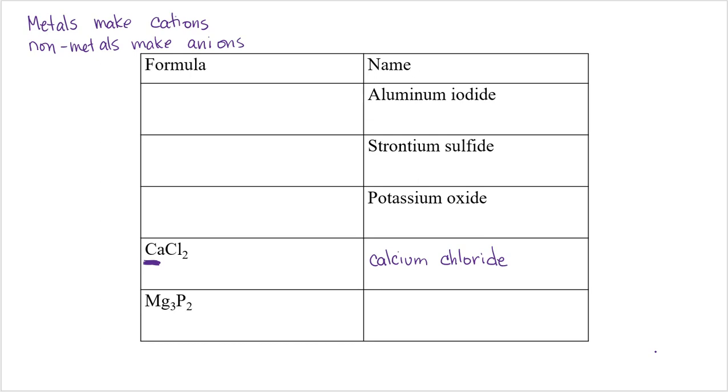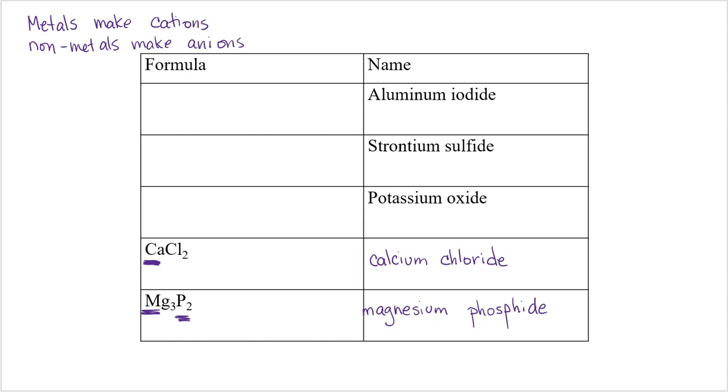So the next one up, the metal comes first, the cation comes first, and it just gets its name. That's magnesium. The anion goes second, and its ending changes. So that's magnesium phosphide. That's the name for that guy. Those ones are the most straightforward. Formula to name for the simple ionic compounds. Now, let's do a little bit harder. We're going to go name to formula for the simple ionic compounds.